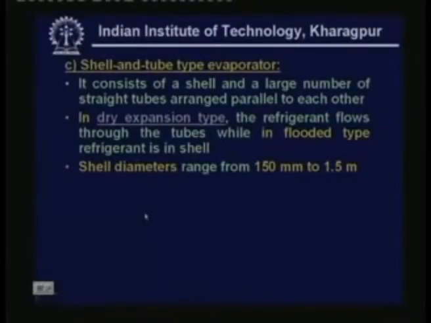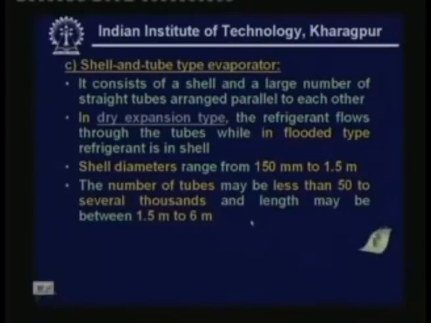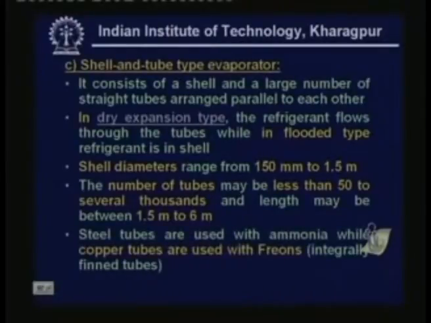The shell diameters normally range from 150 mm to 1.5 meters. The number of tubes may be less than 50 to several thousands, and the length of the heat exchanger may be between 1.5 meters to 6 meters. Normally steel tubes are used with ammonia, while copper tubes are used with freons, and when we use freons, the heat transfer coefficient obtained on the refrigerant side is typically small. So we normally use integrally finned tubes on the refrigerant side, whereas in case of ammonia, since the heat transfer coefficient is large, fins are not required.